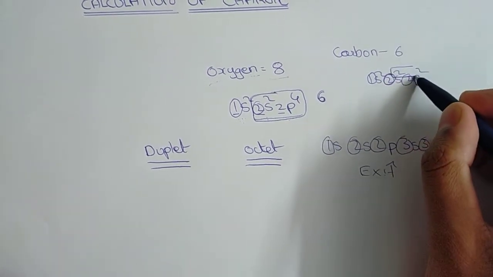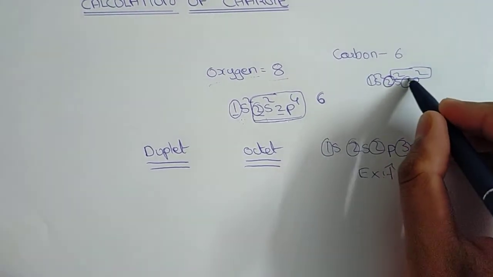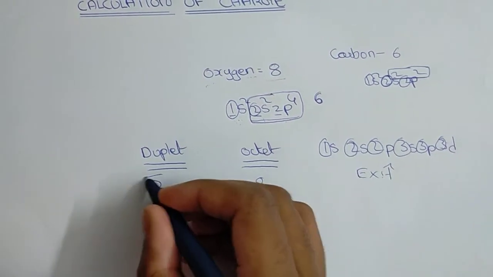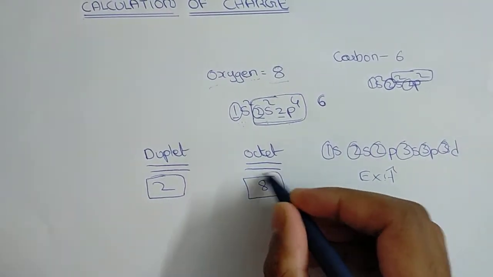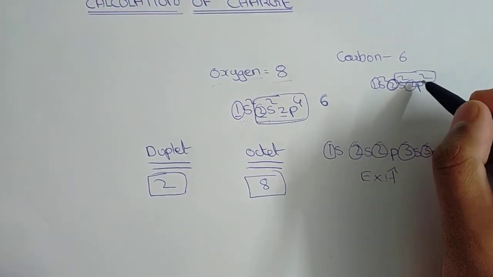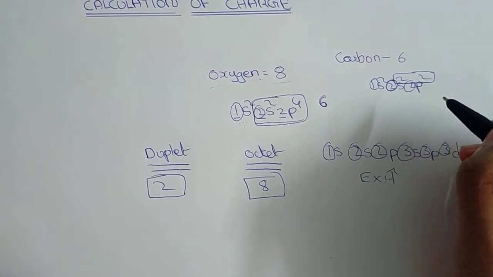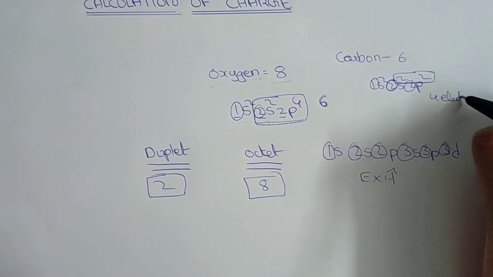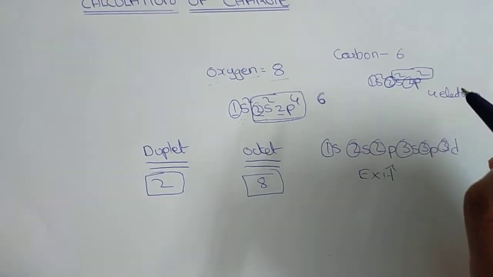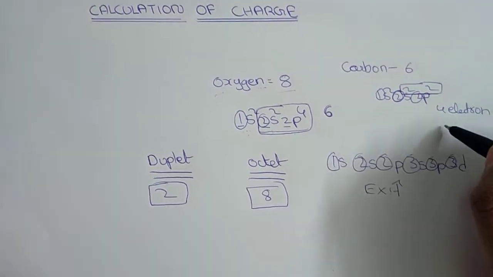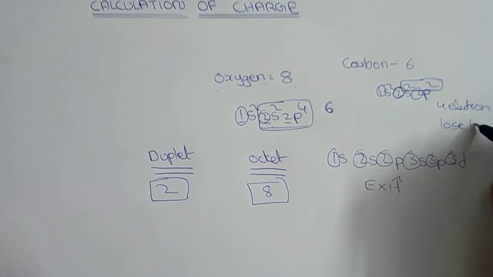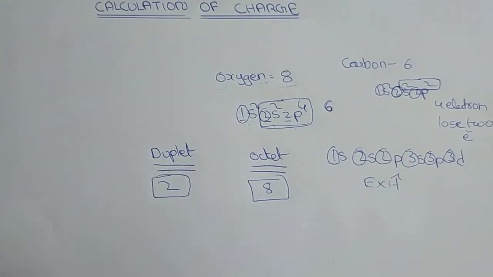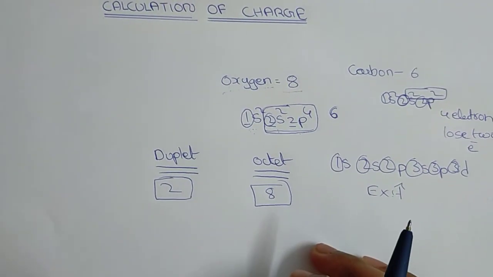So how many electrons are present in this last shell? 4 electrons. Octet means 8. Duplet means 2. Okay, remember this. So there are 4 electrons present in carbon, and to attain octet configuration it has to gain 4 electrons. And for the duplet configuration it has to lose 2 electrons. Okay, now I'll explain to you what is gaining of electrons and losing of electrons.